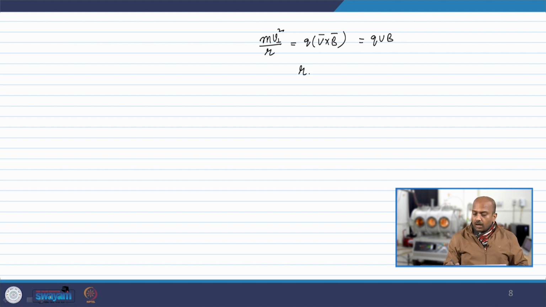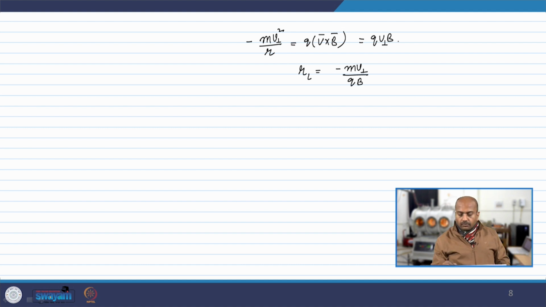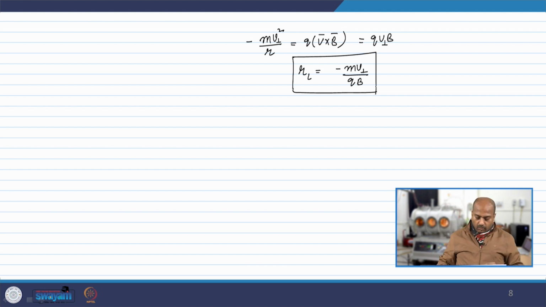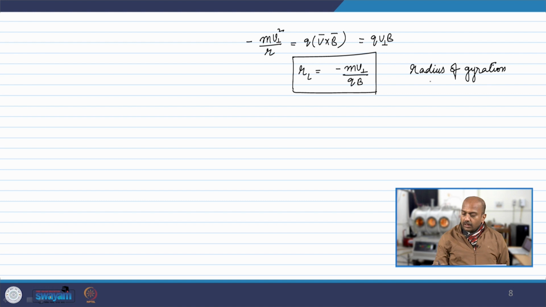So we can write r. From here also we can write, I have indicated a minus to say that these two forces are opposite to each other, r equals m v perpendicular by qB, right. So we have arrived at the same factor. The radius of gyration is equal to m v perpendicular by qB. This radius is called the radius of gyration.